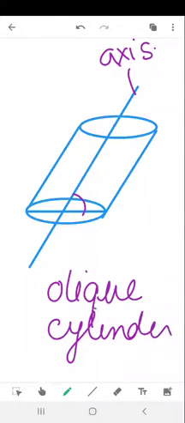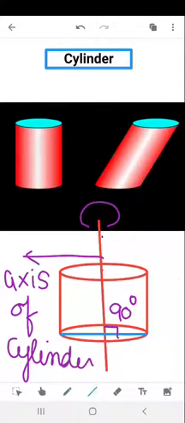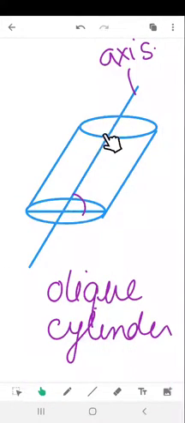Now, an interesting thing we can see over here: in the case of a right circular cylinder, the generating surface is basically a rectangle. Look over here. This is a rectangle. And in the case of an oblique cylinder, we have a parallelogram over here. So the generating surface of an oblique cylinder is a parallelogram. So this is the difference between the right circular cylinder and the oblique cylinder.